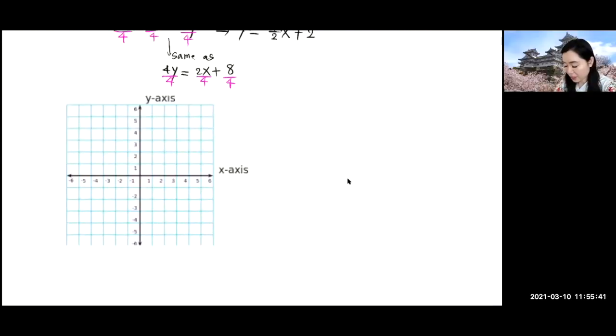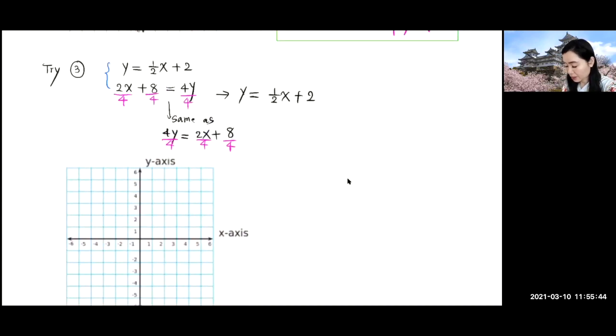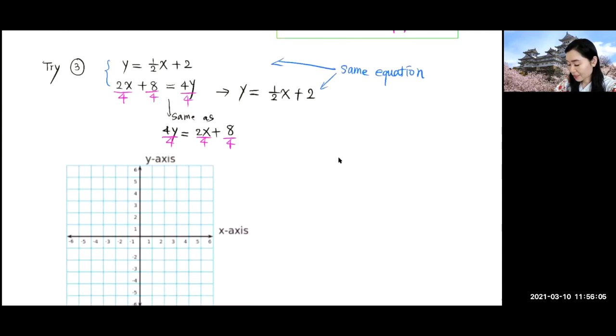Now we're going to take a look at these two equations. They are the same equation, right? Because this one and this one are the same equation, the graph of both of them will be the same line. So how do I graph it? I locate the y-intercept point, which is 2. And then because the slope is 1 over 2, I go up 1 and to the right 2 to get another point, this point. And then I graph it.